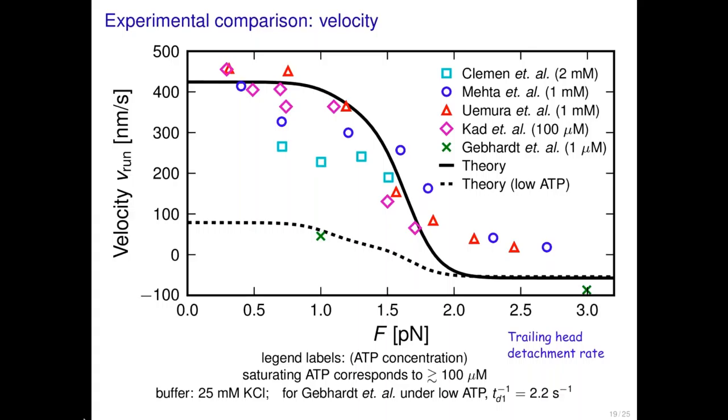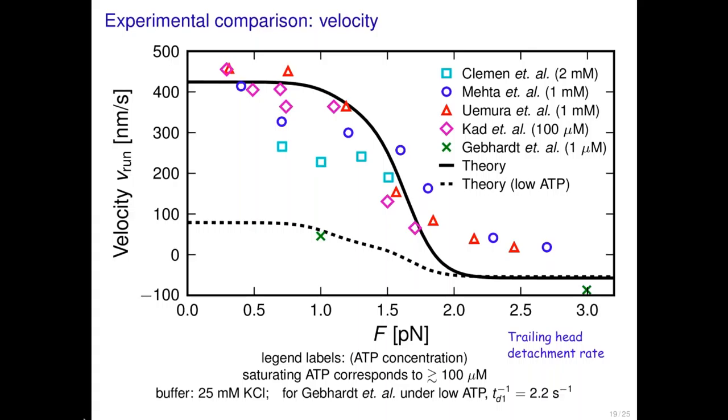Matthias Rief did this at very low ATP. I don't know what low ATP. There are only 2 crosses there, the green crosses, at 1 piconewton and then some superstall force. You can see that there are some issues about the velocity being negative. But since there are only 2 points for experiments, at least those 2 points in our theory are not horrible.